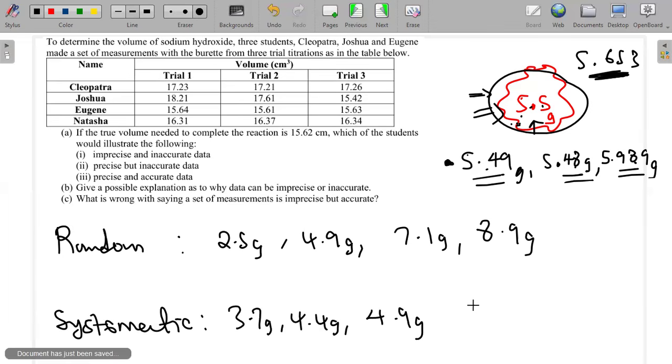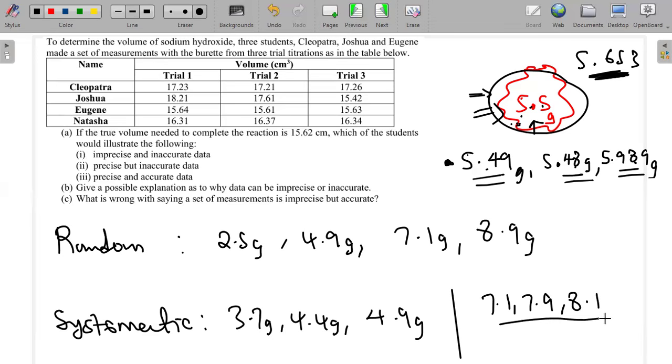Or it can be another situation where all the measurements that you have are above the 5.5. So you're getting 7.1, 7.9, 8.1. You can see that all of them are above the true value. So we're going to say that is systematic error because it's happening in one direction. It's either they are all above or they are all below.